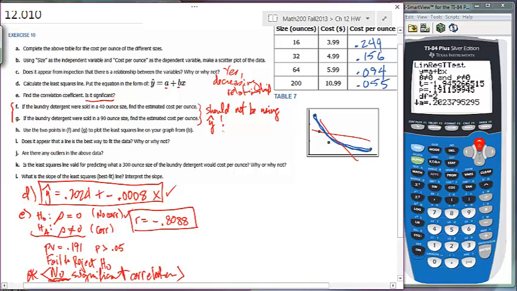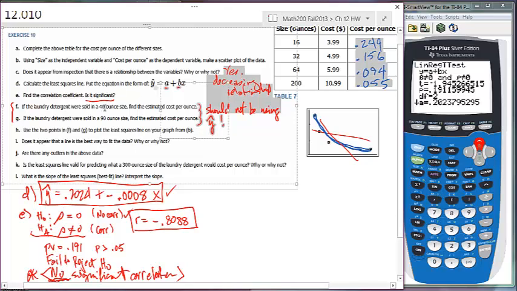Because there's no correlation. If there was correlation, yes, that's perfectly fine, but if there wasn't, then really you shouldn't be using this. Anyways, let's do it the way they're approaching it, and that is to put the ounce size into X and then get a Y hat.